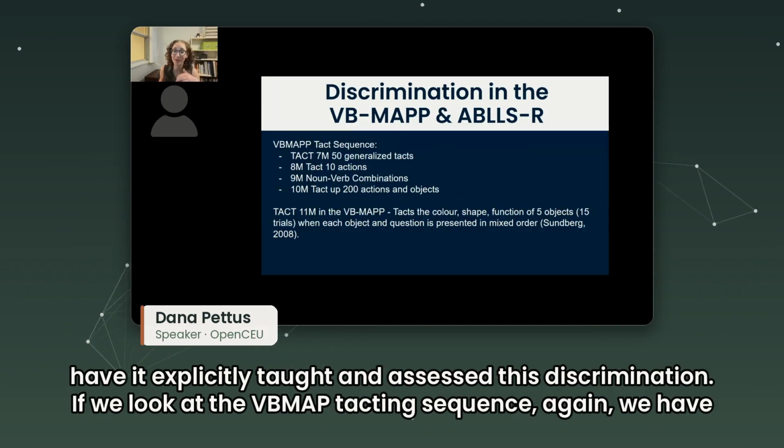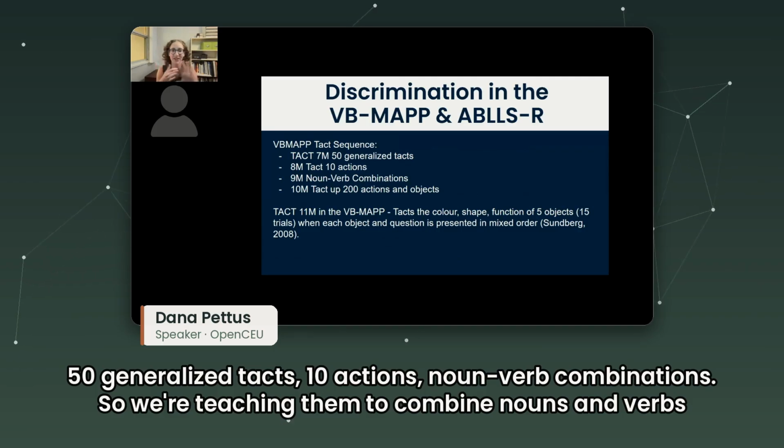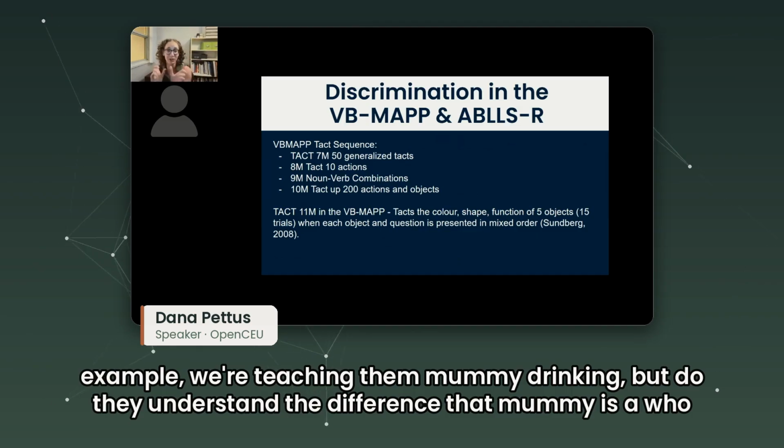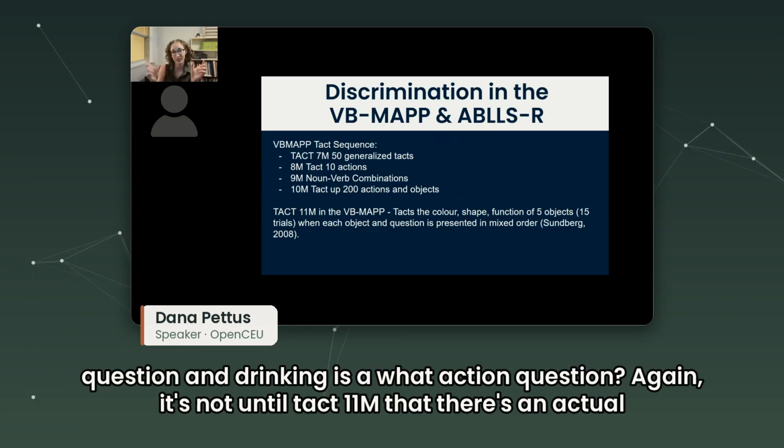If we look at the VB-MAPP tacting sequence, again, we have 50 generalized tacts, 10 actions, noun-verb combinations. So we're teaching them to combine nouns and verbs without testing for their understanding or discrimination between those nouns and verbs. For example, we're teaching them "mommy drinking," but do they understand the difference that "mommy" is a who question and "drinking" is a what action question?